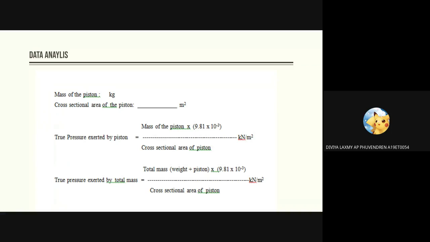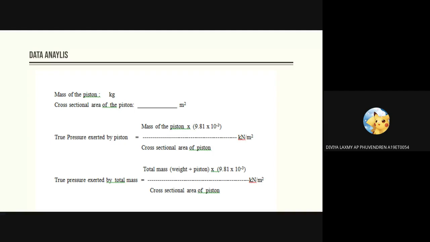Okay, for the raw data analysis, firstly we need to find the mass of piston, which is constant 1 kg, and then the cross section area of piston, which is in meter square, and then the true pressure exerted by piston is calculated using mass of the piston times the gravitational acceleration over cross section area of piston in unit of kilonewton per meter square.